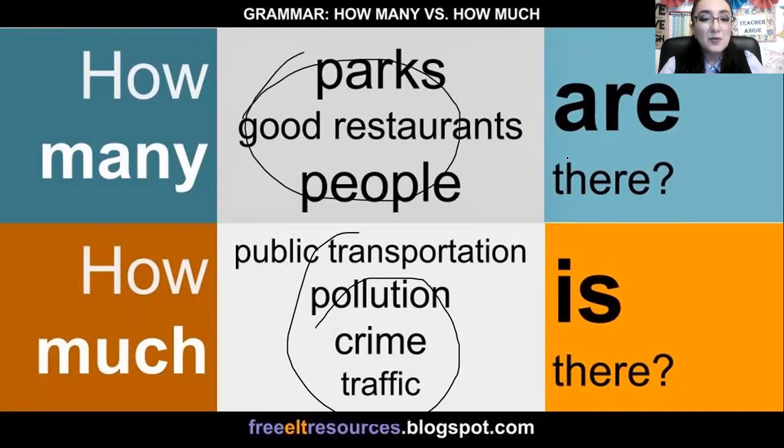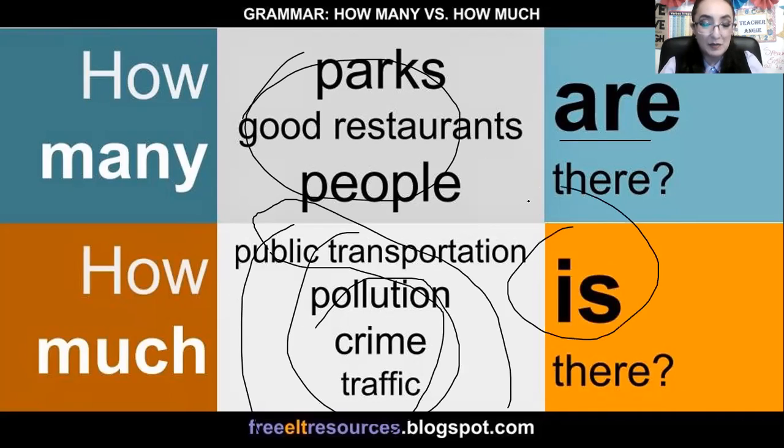And as this is plural, we are going to be using are. And as we have here in singular, we are going to be making use of is. How much public transportation is in your city? How much pollution do we have in our country? How much crime can we see in the streets? How much traffic are we going to be facing today? Is there always? No, we can be using different other things that we have here.